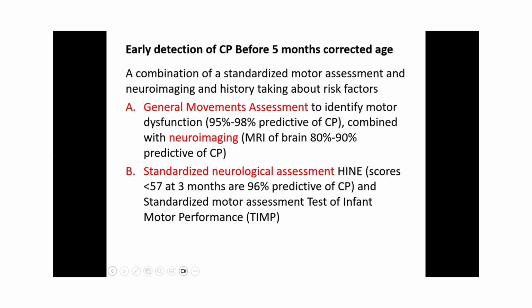And we can also use a standardized neurological assessment, which is called the Hammersmith Infant Neurological Examination. If we get a score at 3 months below 57, it is highly predictive of cerebral palsy, equivalent to 96%. And the standardized motor assessment is another test you can do, which is the Test of Infant Motor Performance. Next slide, please.